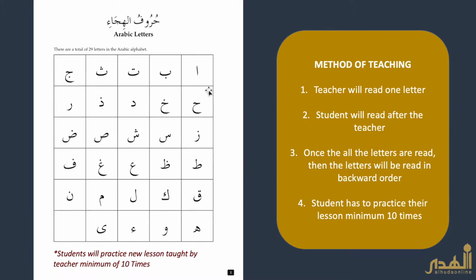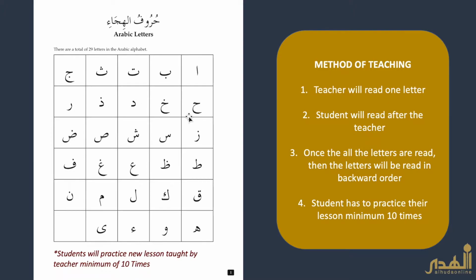Because if they're reading it together, then you don't know if the student is pronouncing it correctly or not. For example, you will say alif, and then the student will repeat after you. They will say alif. Let's say you have 5 students, then you will listen to 5 students say alif individually. Then we will move to the letter ba, then the student will say ba, depending on how many students you have. Letter ta, tha, jim.